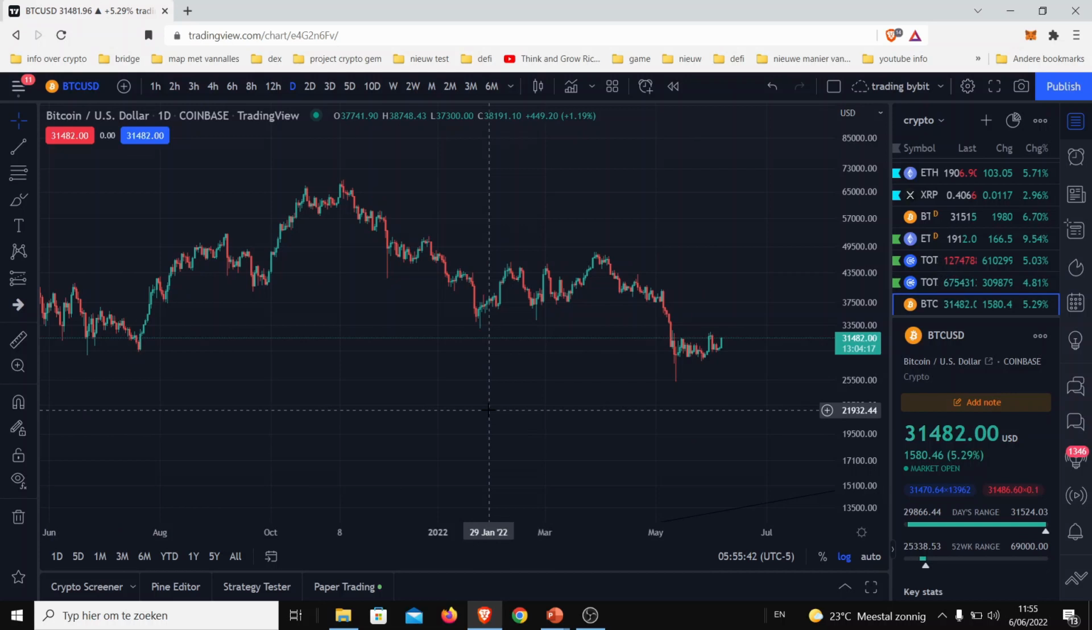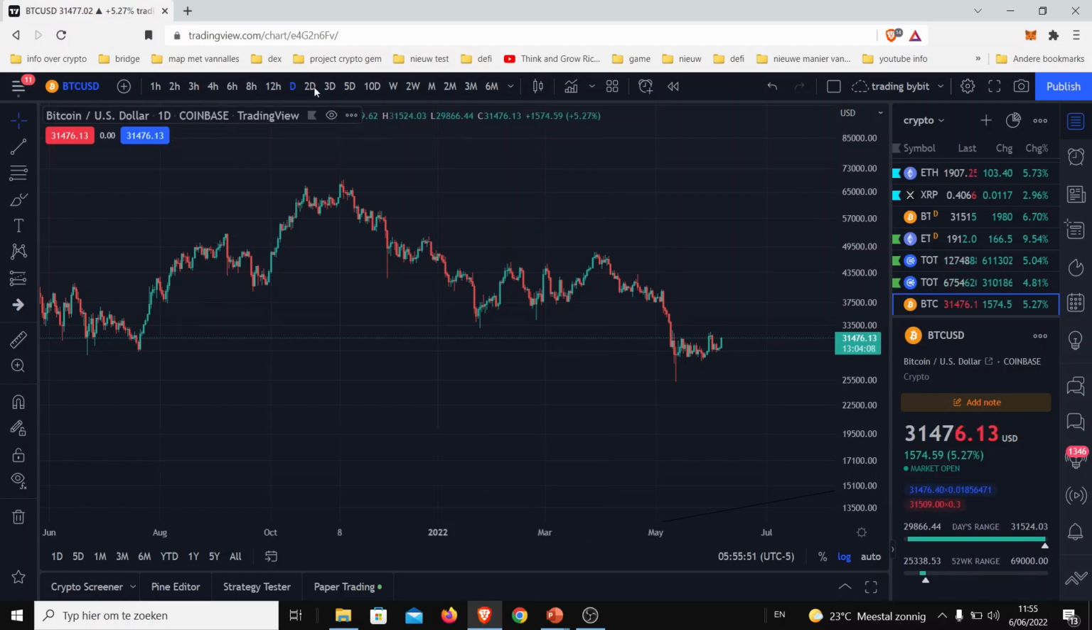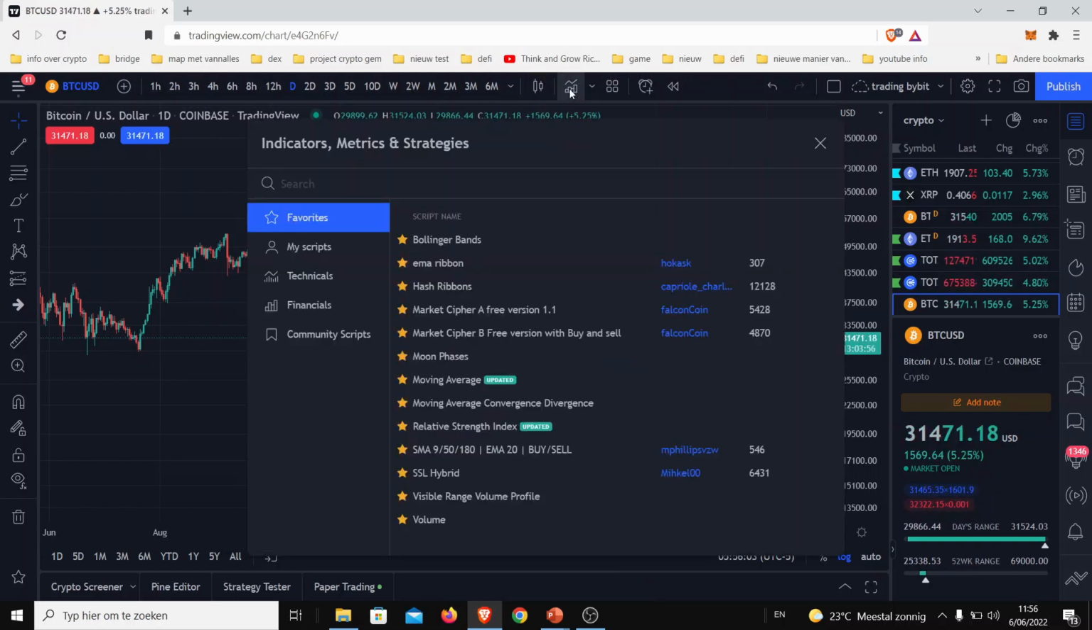Here we are at TradingView. First of all, let's go to the indicators. Like I previously told you guys, the indicators are here. You press this button and you will get indicators, metrics and strategies. So first of all, pause this and put all these onto it, because these are the ones that we are maximum gonna be using. I'm not using them all at this point.